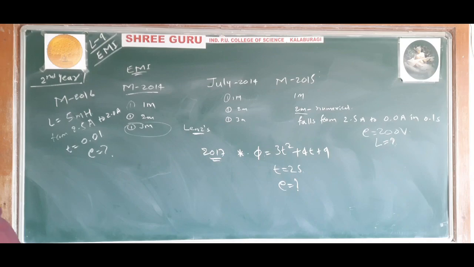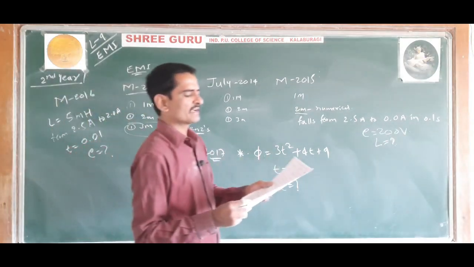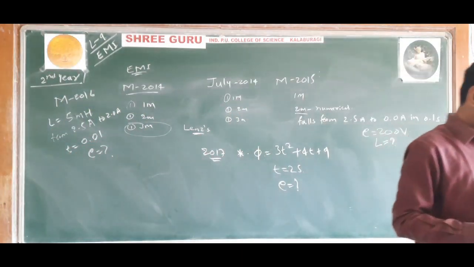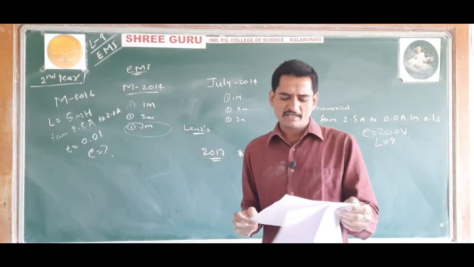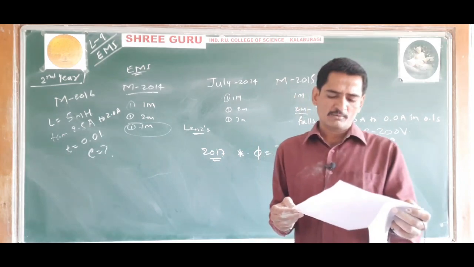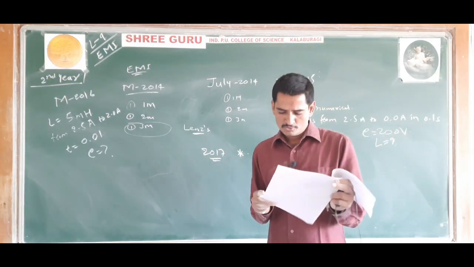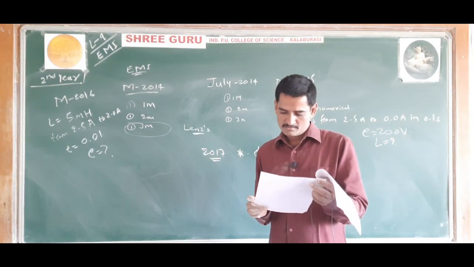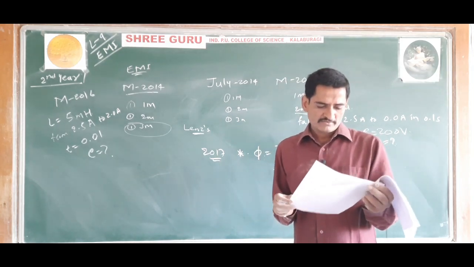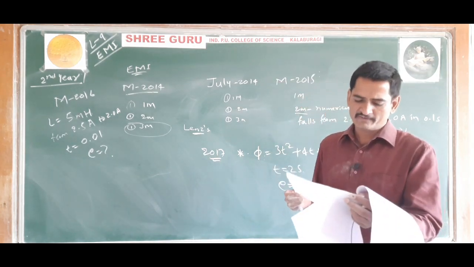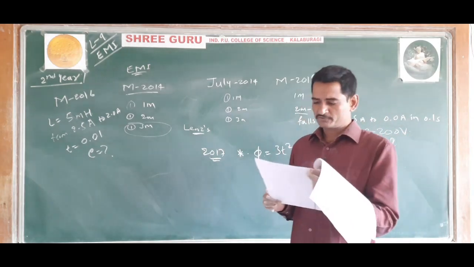Okay. Then the last question paper, June 2019. 1 mark question: Write any one advantage of eddy current. A 2 mark question is not there, and a 3 marks question is also not there. That means there must be a 5 marks question.